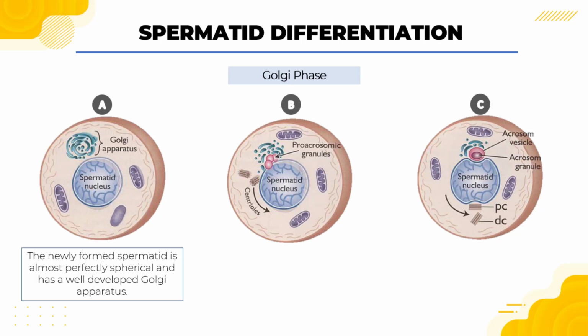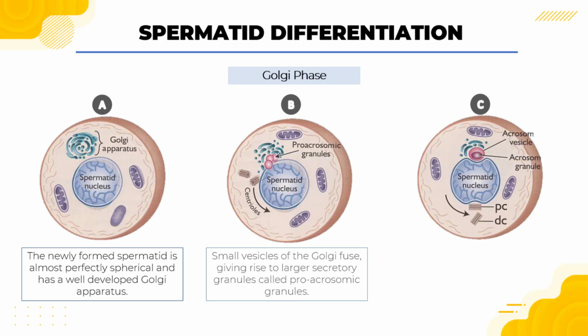The newly formed spermatid is almost perfectly spherical and has a well-developed Golgi apparatus. Small vesicles of the Golgi fuse, giving rise to the large secretory granules called proacrosomic granules. The centrioles start to migrate to a position beneath the nucleus that is opposite the acrosomic vesicle.